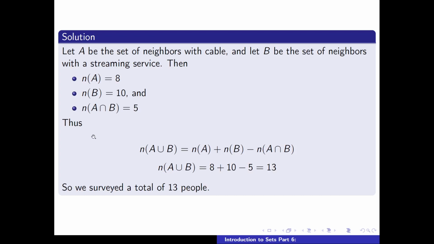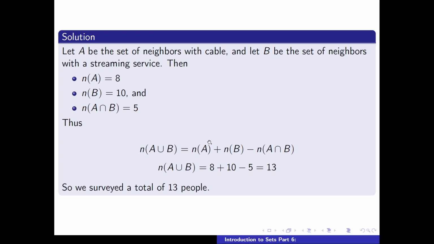And by the formula, if I want to know how many total people were surveyed, it's the number of people who had either cable or streaming service, so one or the other. This will give us the total number of people surveyed. Then the number of A union B is equal to the number of A plus the number of B minus the number of A intersect B. That was our formula. And so now we just substitute our values.